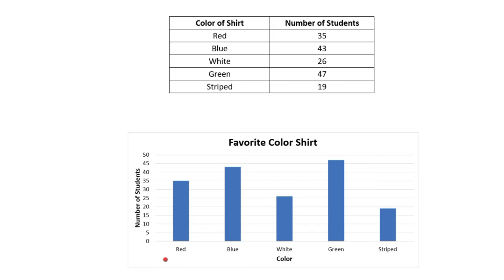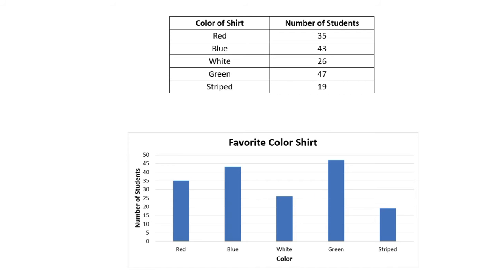So you can quickly look at my bar graph and see that green is the most popular color for a shirt. Or perhaps that having a striped shirt is the least popular. One other thing I do want to point out in this plot is that it has a title. Make sure that you put a title on all your plots so that your readers know what you are plotting.